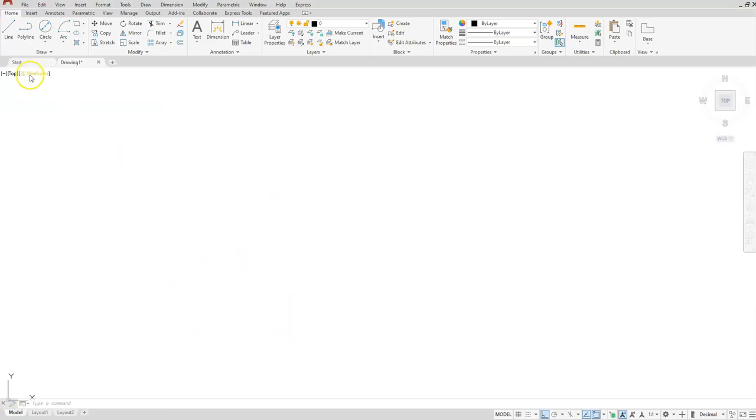Okay, so in AutoCAD, let's start with the line. Click a start point. Make sure your ortho is checked. Go this direction, a distance of 5.